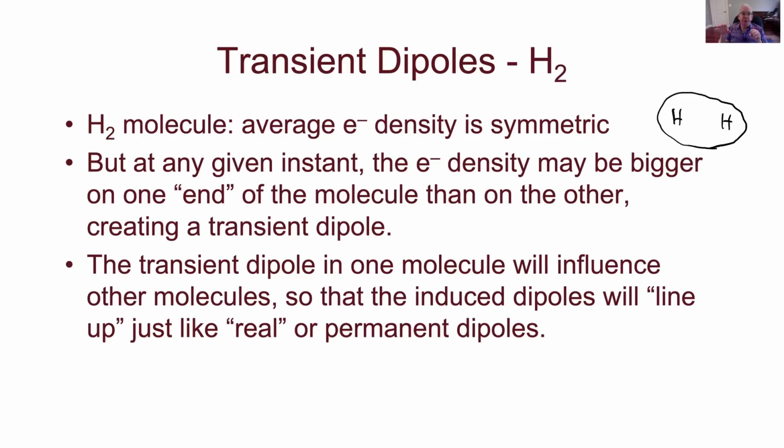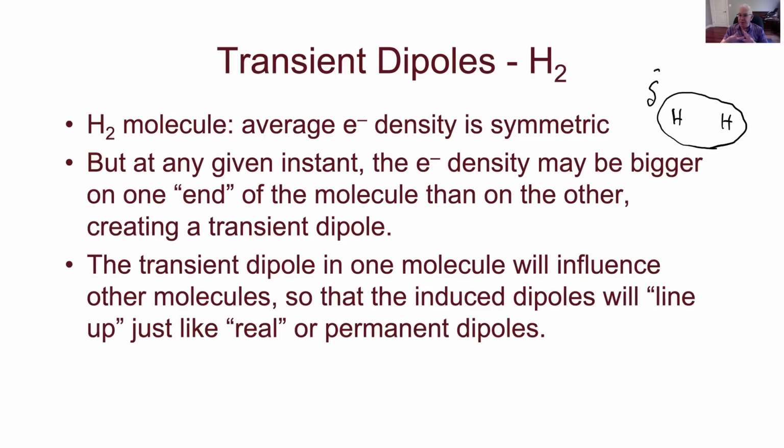The reason why this actually matters is because if one molecule gets in this distorted charge state, it will actually influence the other ones nearby. Because if I get a little bit of negative charge over here, then any molecule that comes near that end of the molecule, the negative charge is going to push the electrons away. That's going to set up a similar temporary dipole in the nearby molecules.